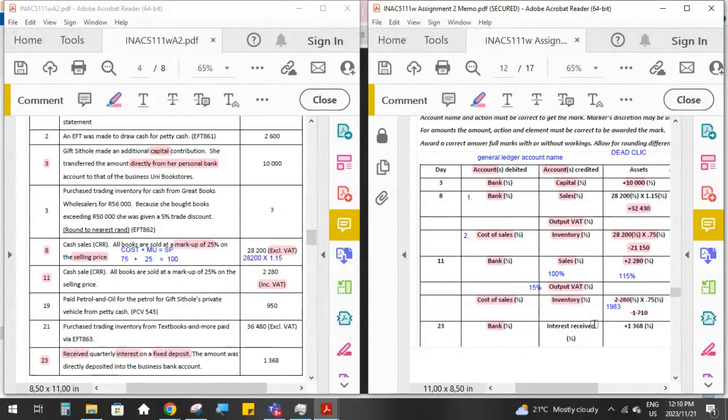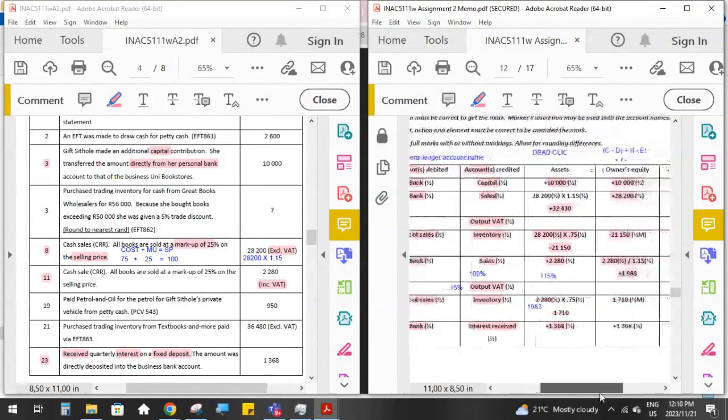Our general ledger account called interest income or interest received, and you must put the income or received as part of the name, is also increasing. So assets bank is increasing by the interest amount, and owner's equity income, remember there, income increases owner's equity.